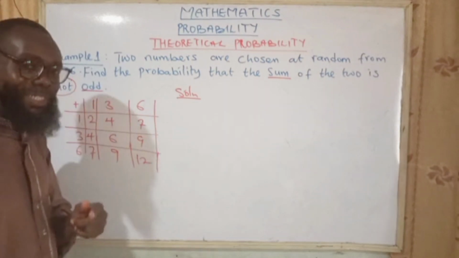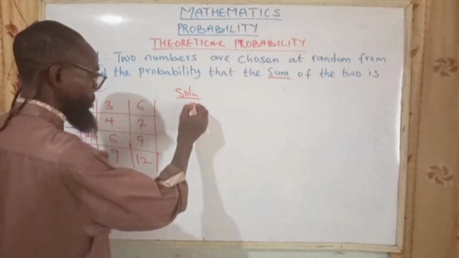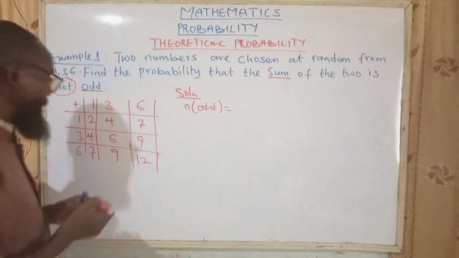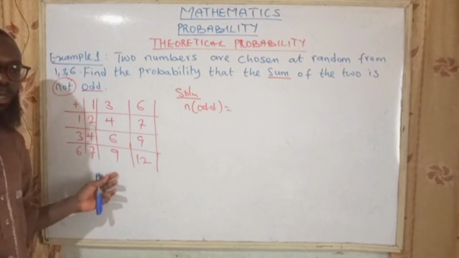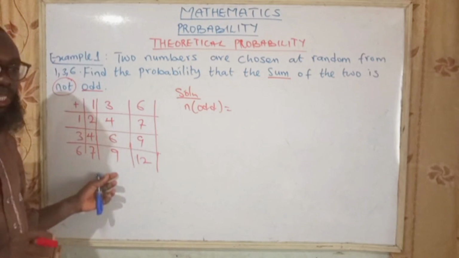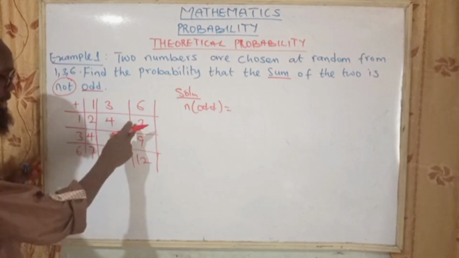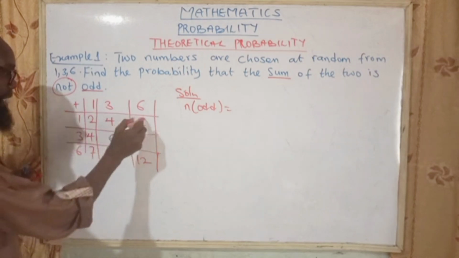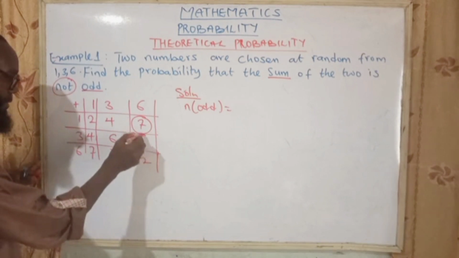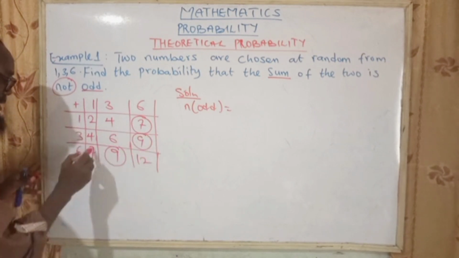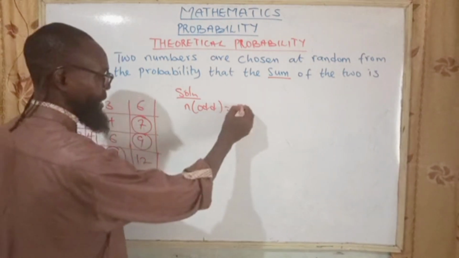probability of odd. Then we take it away from 1. What are we saying? Number of odd. How many odd numbers do we have here? We know very well that odd numbers are numbers that when divided by 2 leave a remainder of 1. So here, you can see 7 as an odd number. Then followed by 9, an odd number, another 9, then 7. So we have 1, 2, 3, 4. We have 4 numbers here that are odd.